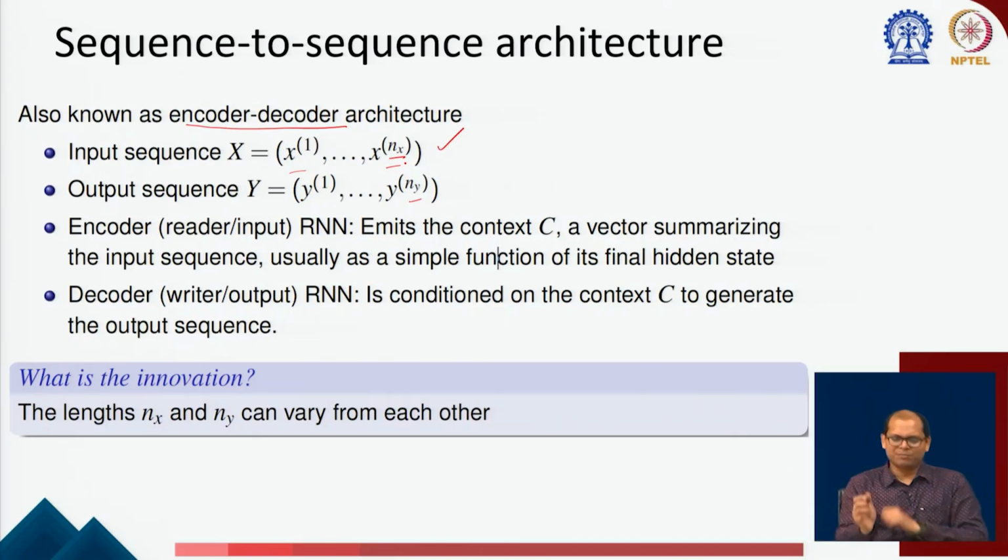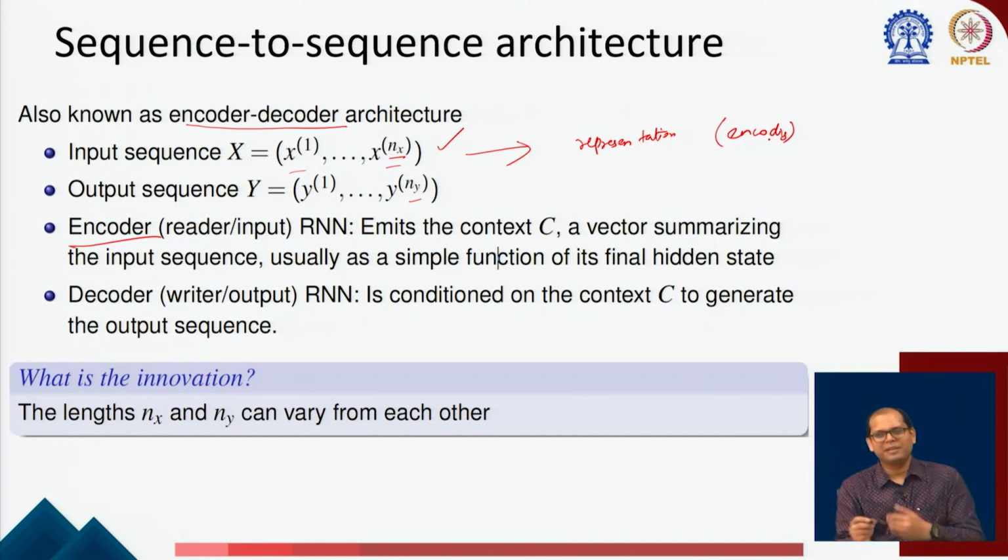So, encoding means you are taking the input sentence and creating a representation for that. That is called encoding. And decoding means using this representation, now you start generating the output, right. So, again you use a decoder RNN for this. So, it is conditioned on the representation, and it will generate the output sequence, okay. And the length of the input and output can vary from one another. Nx and ny can be totally different. Ny can be larger than nx, can be smaller than nx, depending on the language and the actual sentence that you have taken.